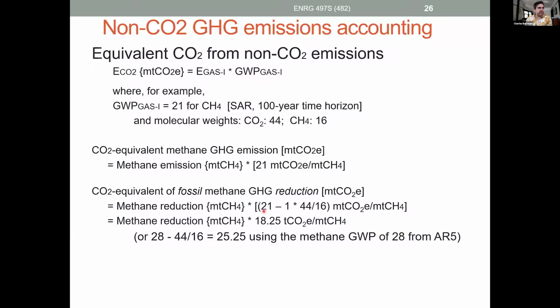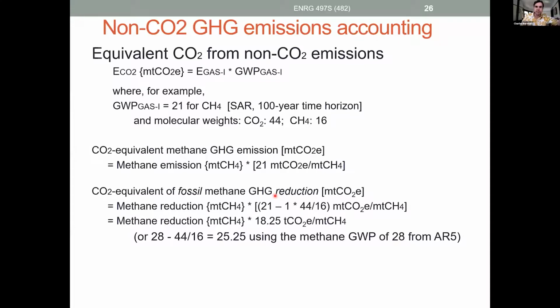I don't even know if I want to talk about this. This is like a weird accounting thing that oil and gas companies do. So, CO2 equivalent of fossil methane GHG reduction. When you produce oil, you produce gas along with it. The gas is lighter. It's sitting on top of the oil in the reservoir.